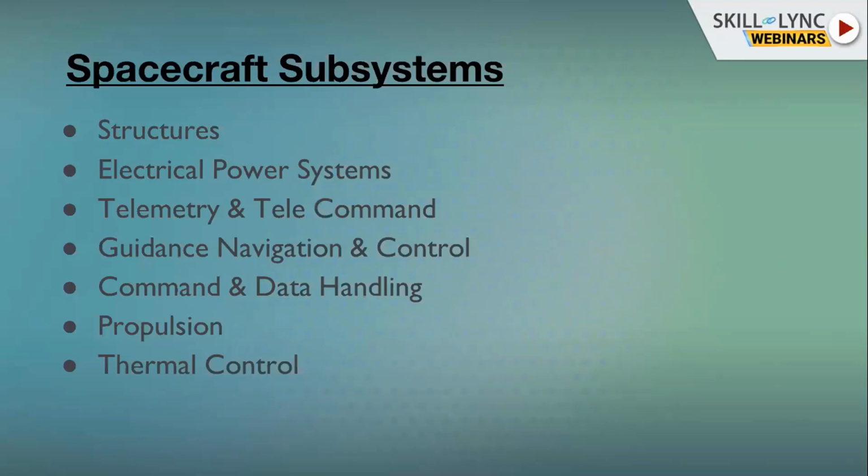Then the thermal control. So thermal control consists of various thermal control elements like multilayer insulation, optical solar reflectors, then thermal interface materials, and there are so many things we will discuss further.